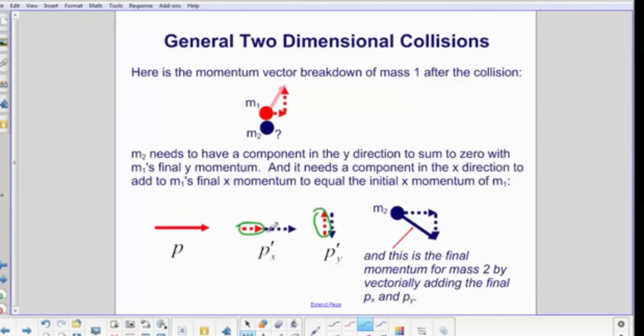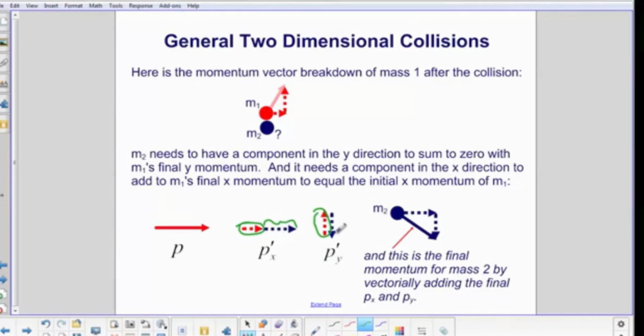Well, first of all, it has to make up some of this momentum. This is your initial total momentum, so my final momentum has to be the same length. So this piece here is going to be due to this object here, mass 2. We also know that since there's no initial y momentum, the momentum of object 1, which is in the up direction, must be exactly canceled out by the momentum of object 2. So here's your x components, here's your y components.